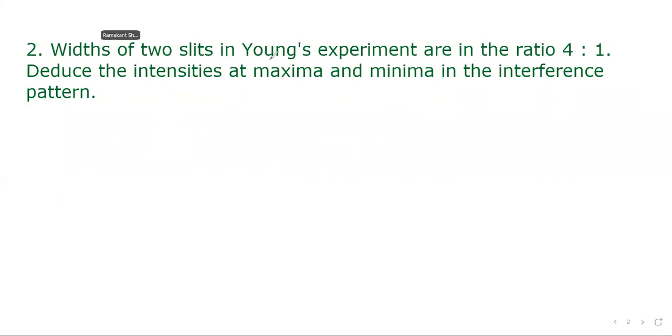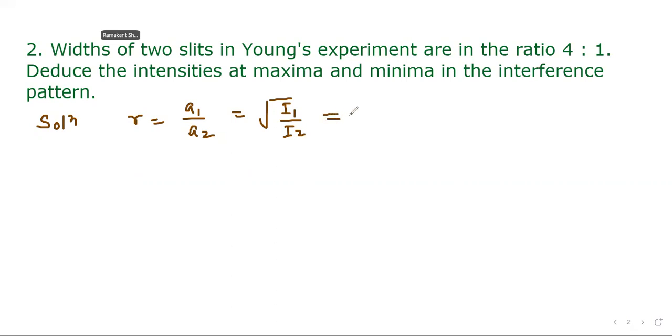Let's go to second question. Width of two slits in Young's double slit experiment are in the ratio 4:1. Deduce the intensities at maxima and minima in the interference pattern. So let's see. We know that R equal to A1 upon A2, which is equal to root of I1 upon I2.